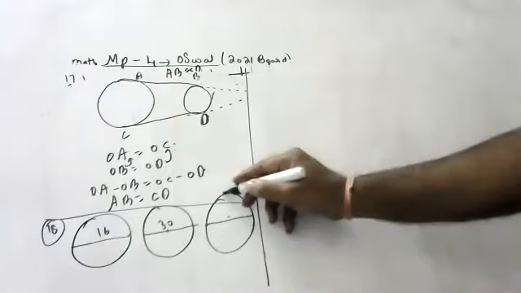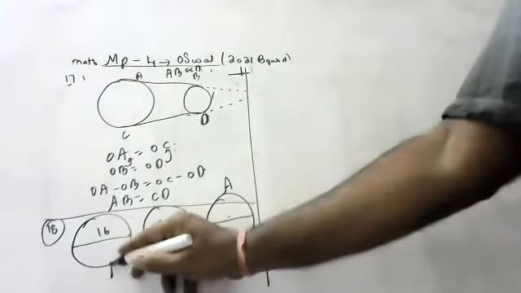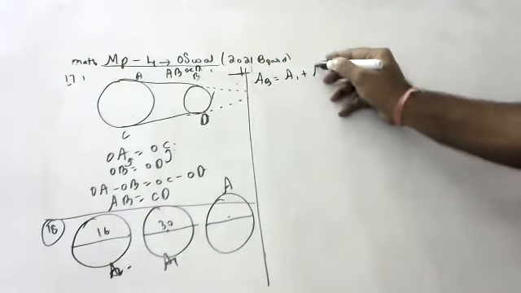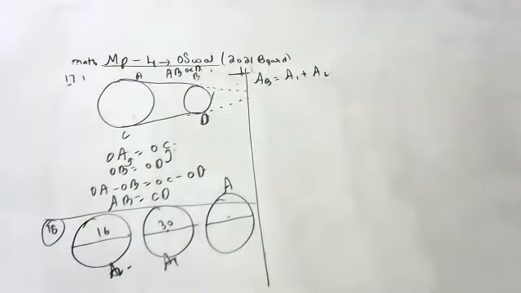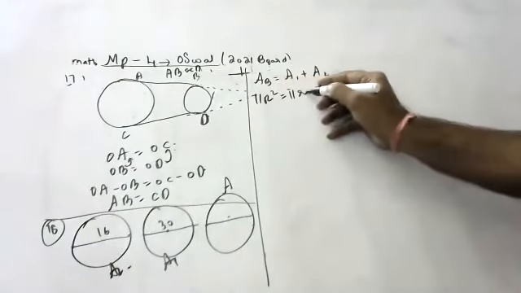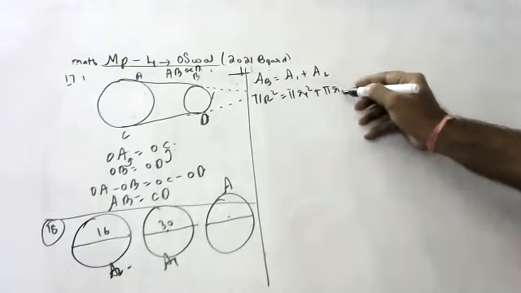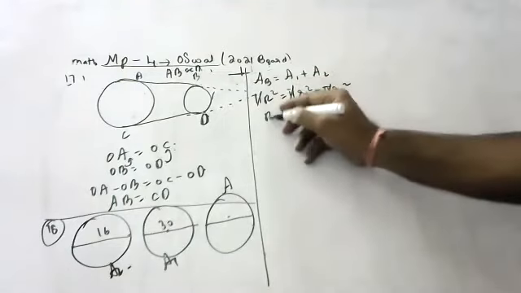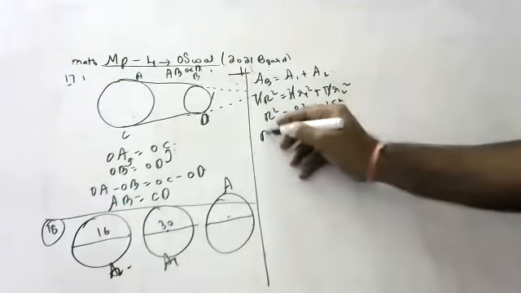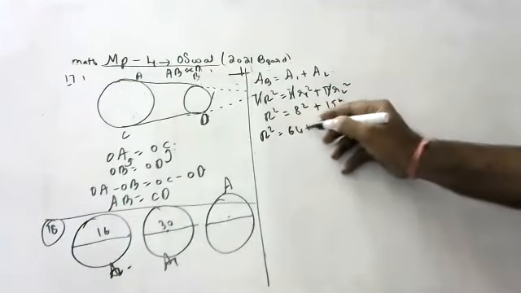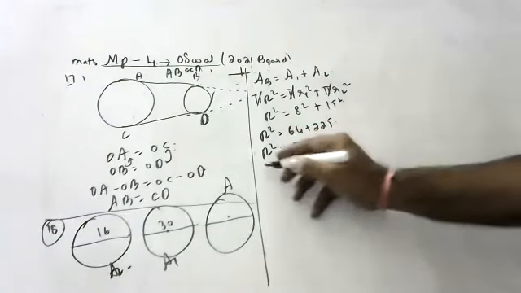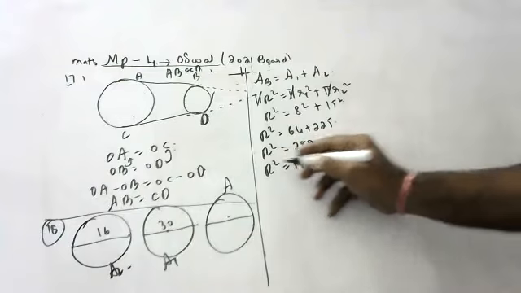Sir, area of the big circle is equal to area of circle 1 plus area of small circle 2. So pi R square is equal to pi r1 square plus pi r2 square. Big R square is equal to 8 square plus 15 square, which is 64 plus 225, equal to 289. So R is 17.